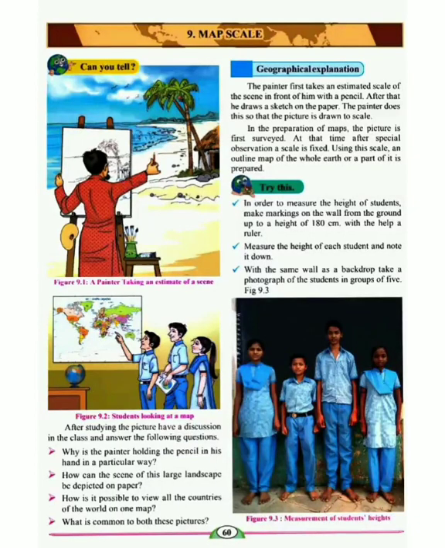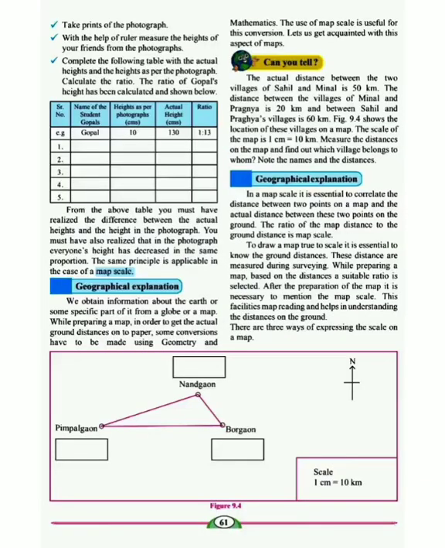Okay, now let us see what is on the next page. Take prints of the photograph. With the help of a ruler, measure the heights of your friends from the photograph. Complete the following table with the actual height and as per the height in the photograph. Calculate the ratio. The ratio of Gopal's height has been calculated and shown below. Okay, so what they have done, you have to measure it from the scale, like from the background. एक अपना जो blackboard है उसके ऊपर से, and the one which you see in photograph. तो दोनों के height का ratio निकालना.